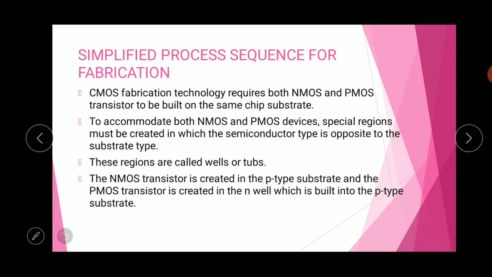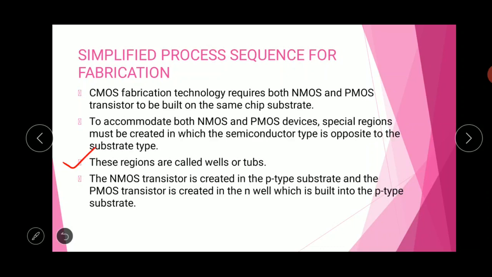For example, if we take a p-type substrate, then only NMOS can be formed. So how is the PMOS fabricated on the side of the NMOS? For that we need an n-type substrate. So an n region is formed in the p-type substrate, which acts as the n substrate for PMOS. These regions are called wells or tubs. So an n well is formed in a p substrate and a p well is formed in an n substrate.